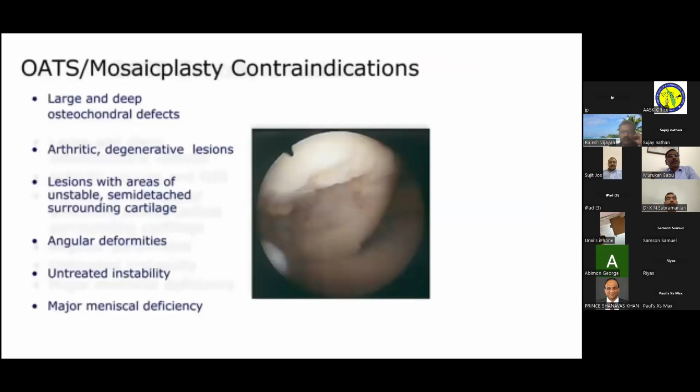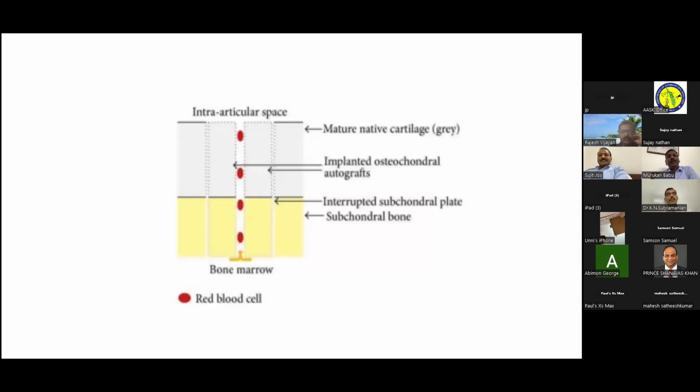These are the contraindications of OATS: large and deep osteochondral defects, arthritic or degenerative lesions, lesions with areas of unstable or semi-detached surrounding cartilage, angular deformities, untreated instability, and major meniscal deficiency. So here, this is the OATS. The subchondral bone and bone marrow cells, the red blood cells, sweep into the area, and that will fill the defects.